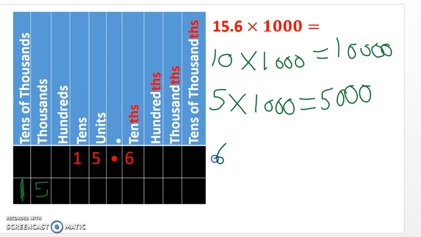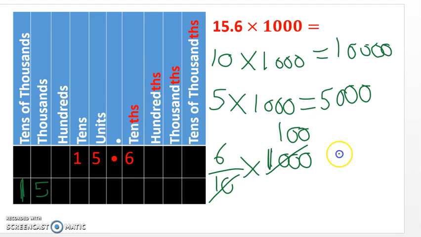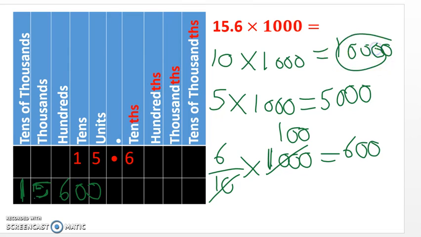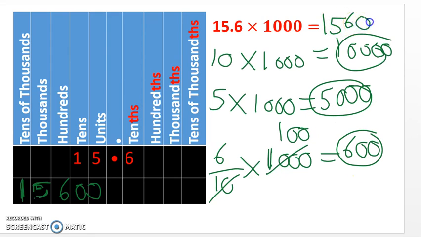And then I've got 6/10 times 6/10 by 1,000. The 10 goes into 1,000 100 times. 6 lots of 100 is 600. So in the hundreds column, I'm going to put a 6. Now we know the answer isn't 156, because we know we had one lot of 10,000. So obviously we have to fill in the zeros so that we have 15,600. We've got 1,000 plus 5,000 plus 600 is 15,600.